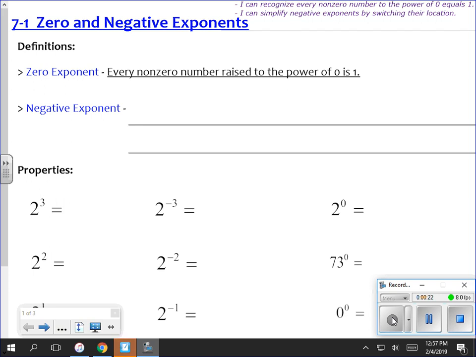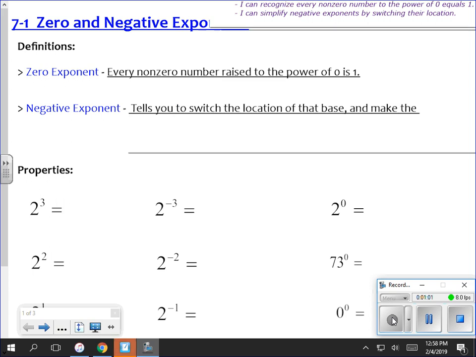Every non-zero number raised to the zero power is 1. 5 to the 0 is 1. Negative 300 to the 0 power is 1. 49.268 to the 0 power is 1. As long as it's not 0, anything raised to the 0 power is 1. 0 to the 0 power is actually undefined.